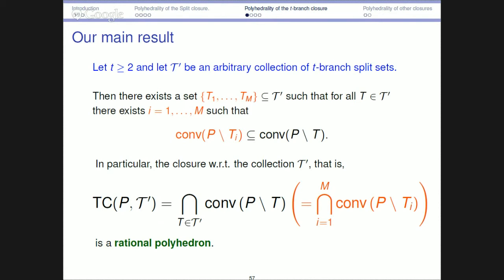And this in particular implies the polyhedrality of the intersection of all of them, because since all of them are dominated by one of these, this infinite intersection can be written in terms of these T-branch splits only. So we'll prove this result. It's the same, more powerful result: any T-branch split is dominated by one coming from a finite set.